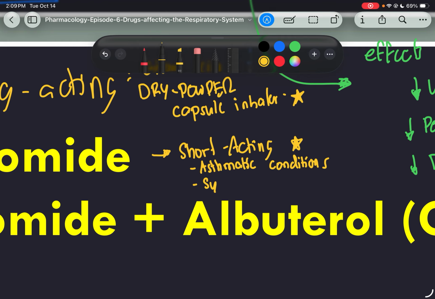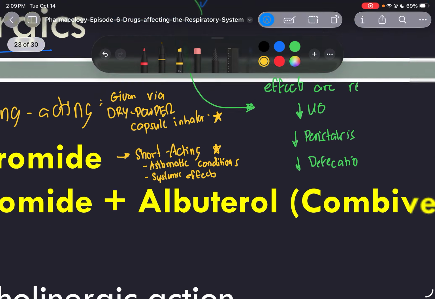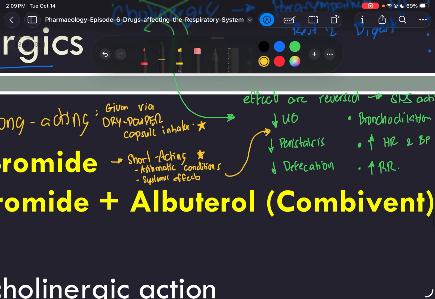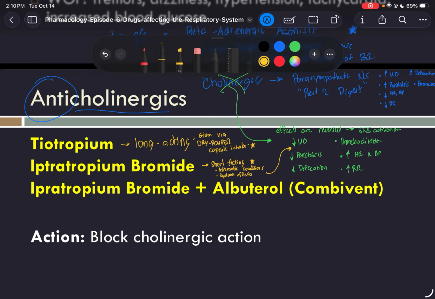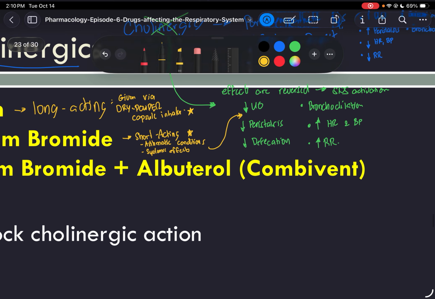However, class, this has systemic effects. So most of the time, class, they will have all of these effects, no? All of these effects. And we also have our ipratropium bromide plus albuterol, no? Otherwise known as your Combivent.